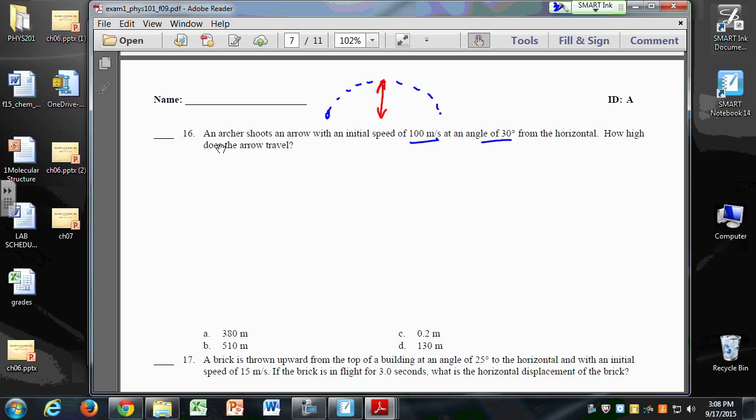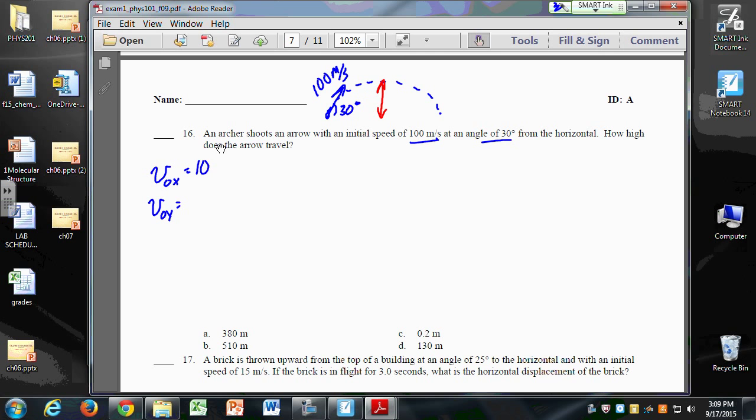I know that the initial speed is 100 meters per second. So this is 100 meters per second. And then I also know that this angle is 30 degrees. So anytime I have my velocity like this, I just want to go ahead and find out what are my x and y components.